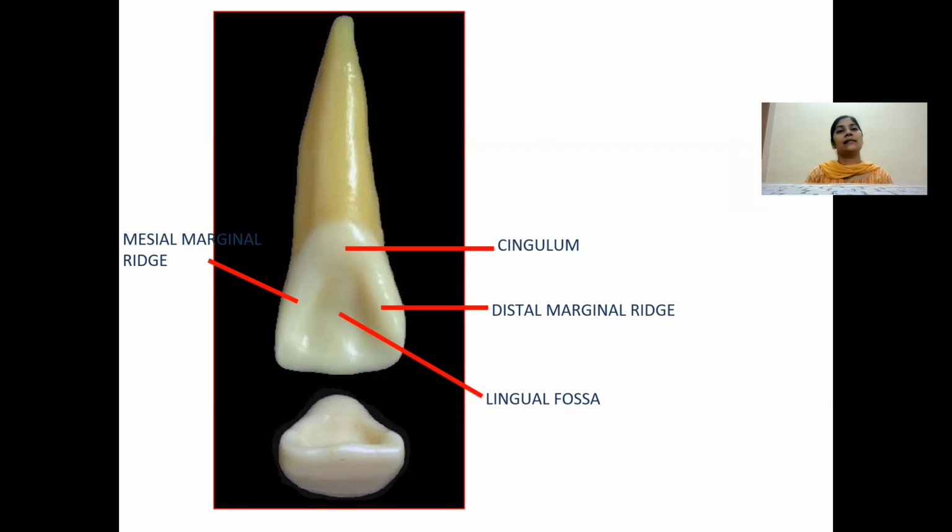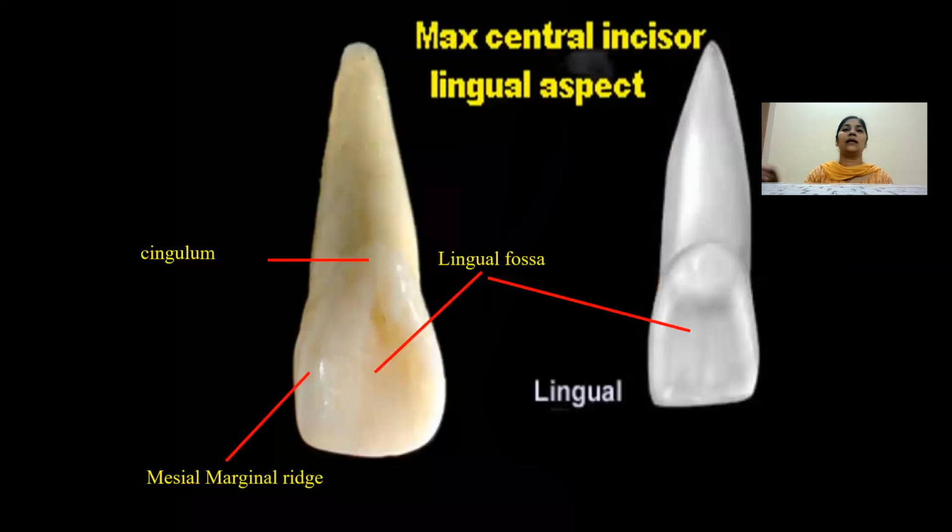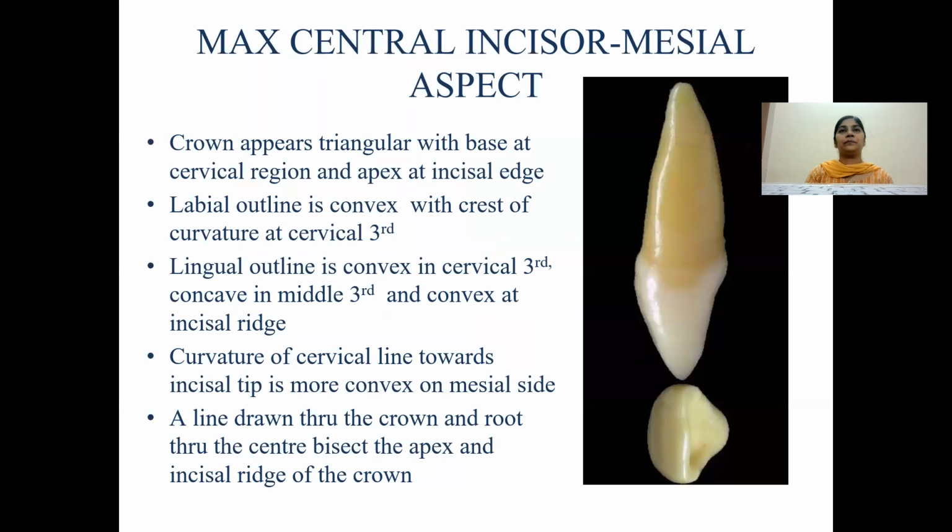The cervical line is semicircular, similar to that of the labial aspect. Here, not only the crown, but even the root is seen tapering towards the lingual aspect. This is the extracted natural tooth seen from the lingual aspect, showing all the features labeled over here: the mesial marginal ridge, the distal marginal ridge, which is not shown, the cingulum, and the lingual fossa. All those are seen in this picture.